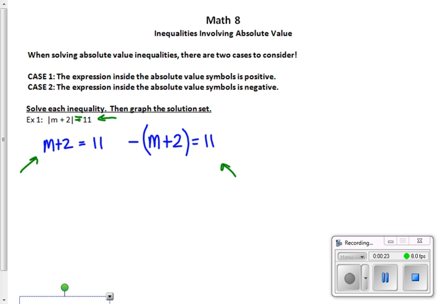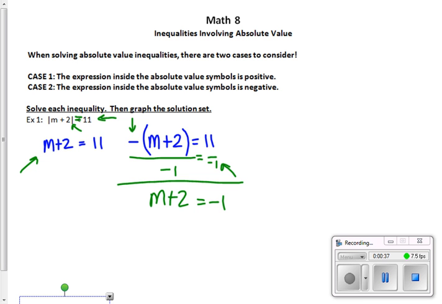Well, the two cases really say that inside your absolute value, you really have a negative case. So when you divide this side by negative 1 to get rid of that negative, this is why you have m plus 2 equals negative 11. That's why you have the two different equations like this.